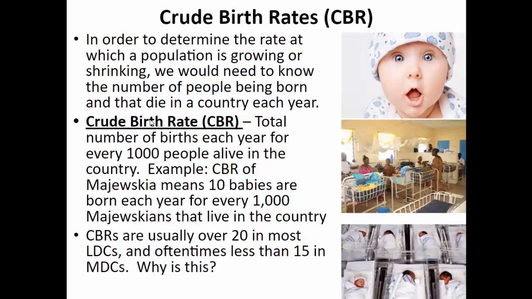CBRs are usually over 20 or around 20 in most LDCs, 20 or higher. And they're usually 15 or lower in most MDCs. Why? Well, in MDCs, people tend to have fewer children. All right? There's a lot of reasons for that. One, we have healthcare systems where contraception and other things like that are more readily available. All right? In addition to that, children are more expensive in developed countries.